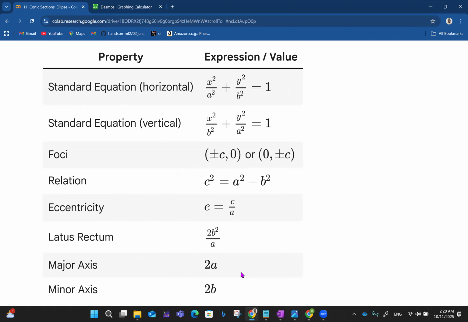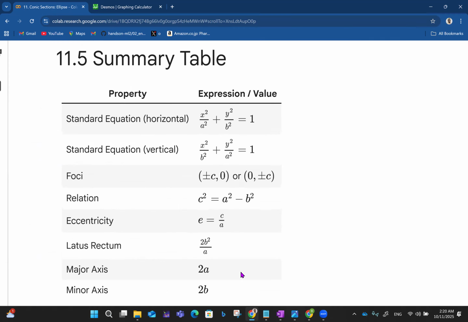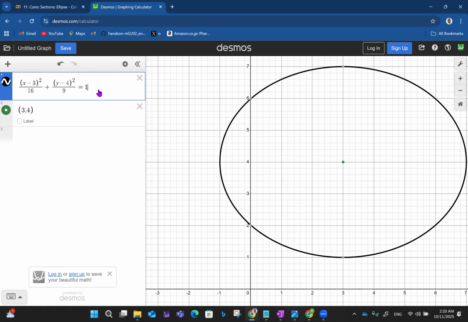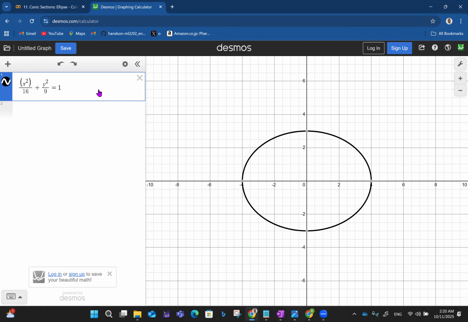So in summary, when you talk about the standard equation for the horizontal axis, the x-axis, you have x squared over a squared plus y squared over b squared equals 1. Then the standard equation for the vertical axis, you have x squared over b squared plus y squared over a squared. Let's demonstrate this like what we had before. Let me just take it back to what it was before. Okay, yeah, this one.